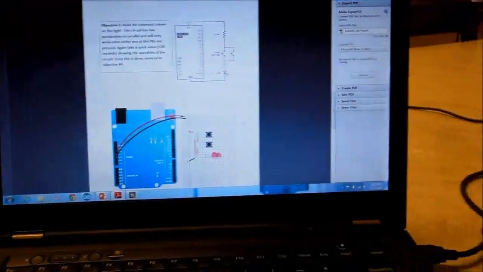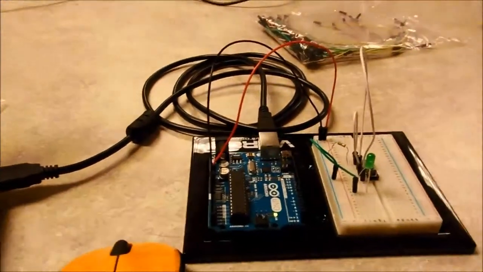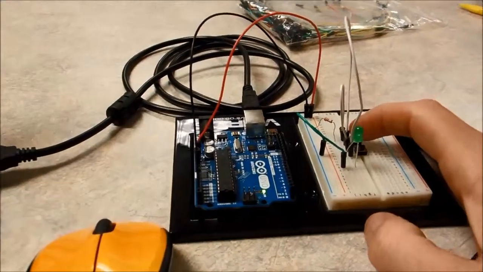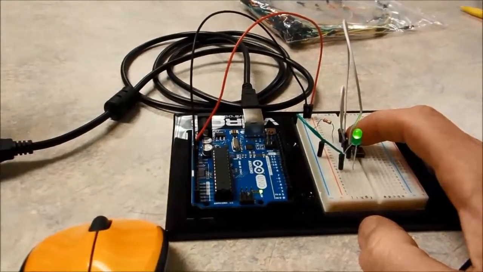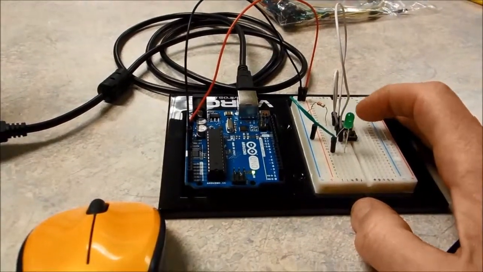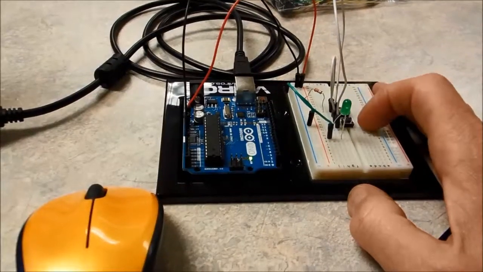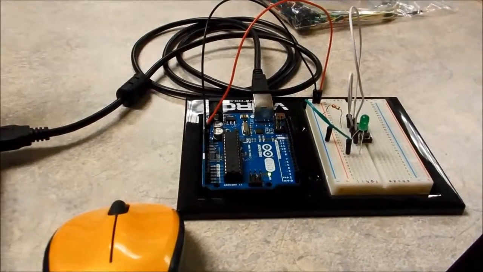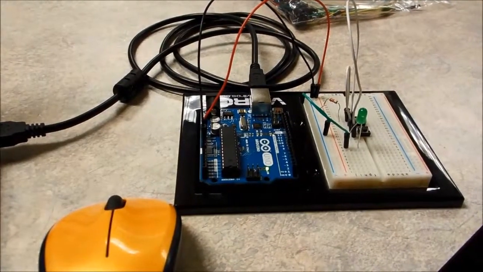Okay, this one is experiment number 3, which is switches in parallel, which is more like an OR gate, compared to the switches in series, which is an AND gate. And that is our circuit. So if we press either one, our light should light. There it goes. And with that one it goes. So either or. So it's an OR gate. And that's number 3.